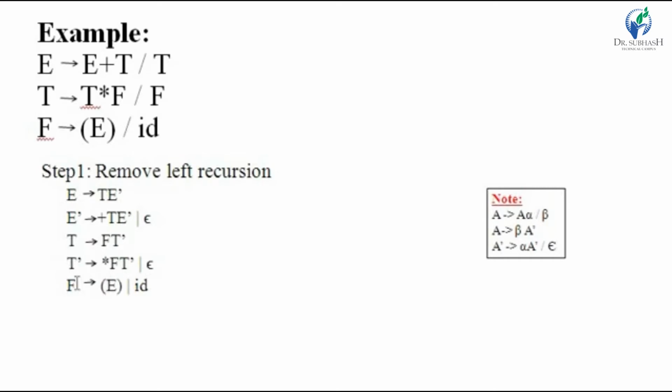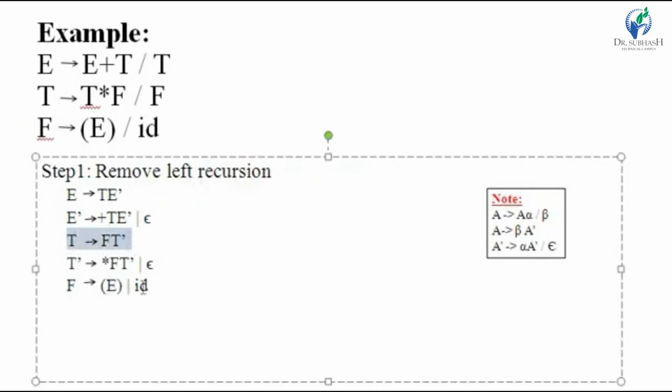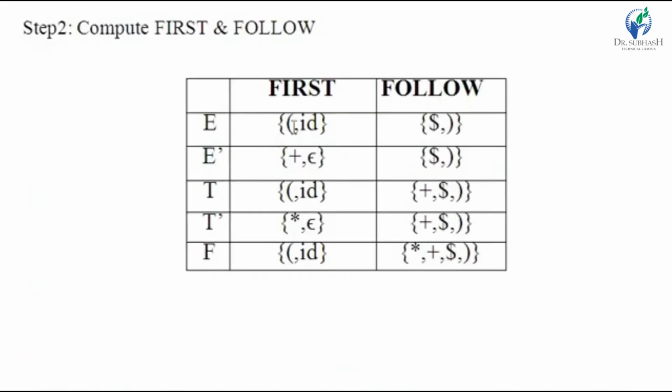Here I can find f from this formula. There is no epsilon, so don't find t dash first. And this one comes from this formula. So first of E is equal to opening bracket and id. First of T is equal to opening bracket and id. And first of F is equal to opening bracket and id.